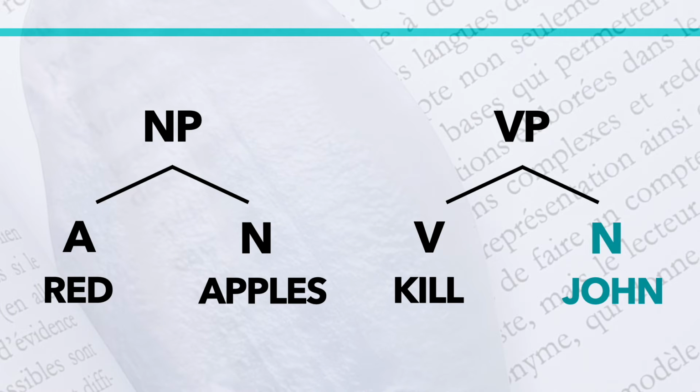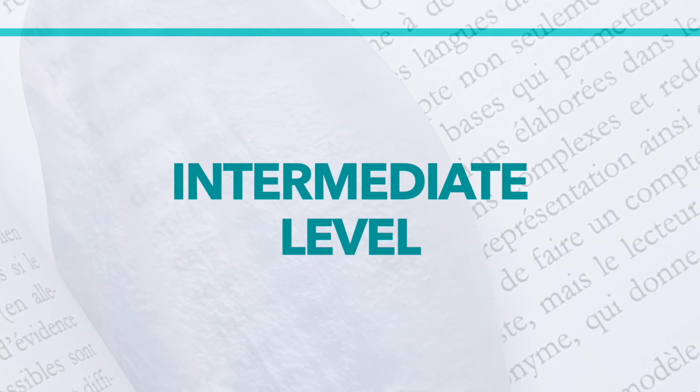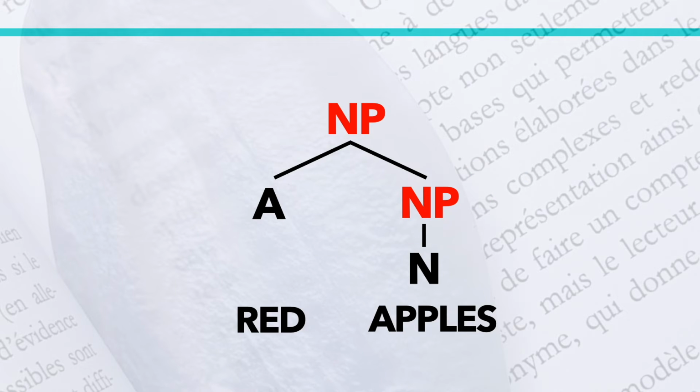However, although John is the complement of the verb kill, is the adjective red the complement of the noun apples? No. Therefore, in order to distinguish between complements and adjuncts, we need intermediate levels. Well, then what should the intermediate levels be like? Let's suppose the intermediate levels are NPs. In this case, the adjunct red and NP apples combine to form the same structure, not a bigger structure. Therefore, we can distinguish between complements and adjuncts.